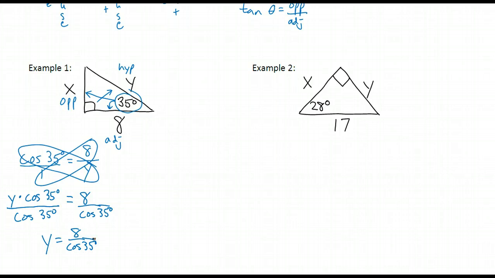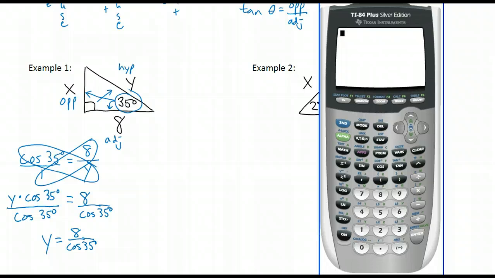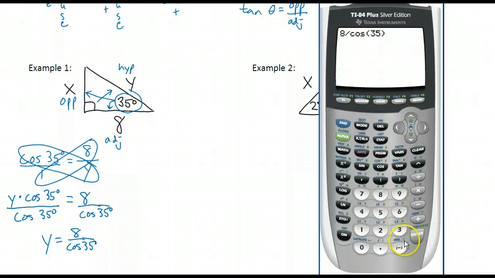Now whenever I use trig ratios, I'm never going to get an exact answer. So I'm going to use my calculator to approximate my answer. 8 divided by the cosine of 35 degrees. Before I do this problem, I want to make sure that my mode is in degrees and not radians. So 8 divided by the cosine of 35 degrees is 9 point, I'm going to round to 1 decimal place, 9.8.